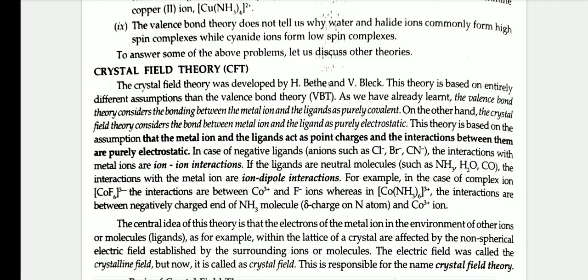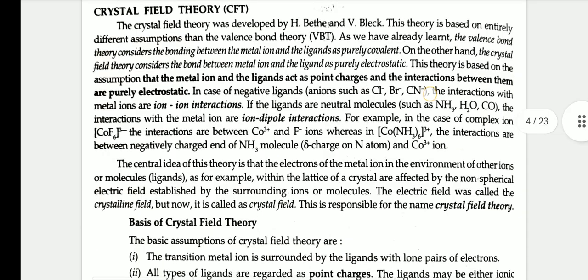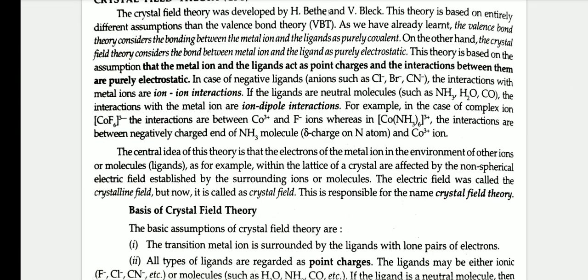The central idea of this theory is that the electrons of the metal ion, in the environment of other ions or molecules, as for example with the lattice of a crystal, are affected by the non-spherical electric field established by the surrounding ions or molecules. The electric field was called the crystalline field, but now it is called crystal field. This is responsible for the name crystal field theory.